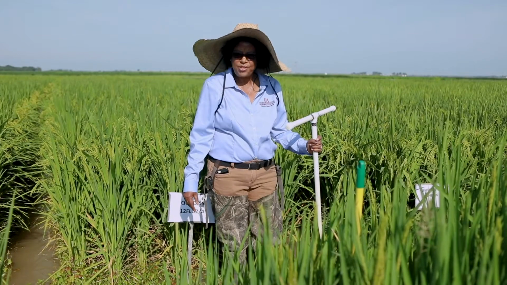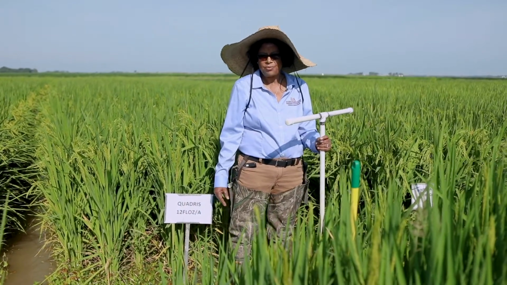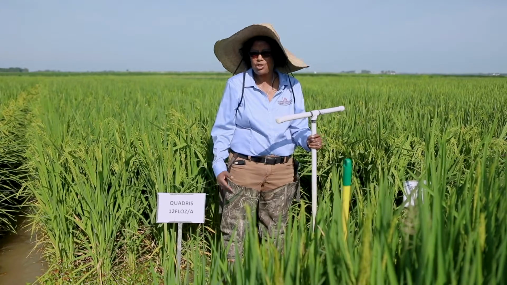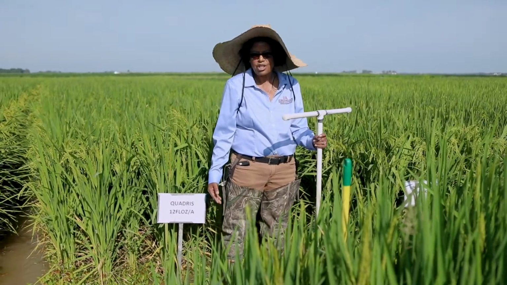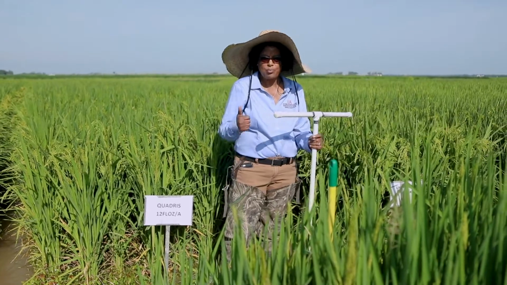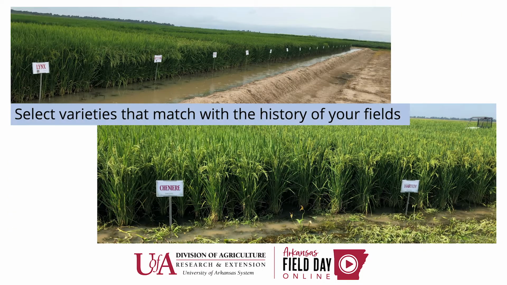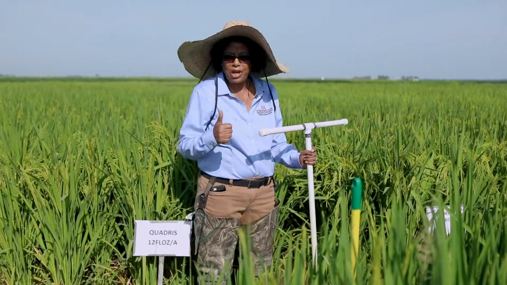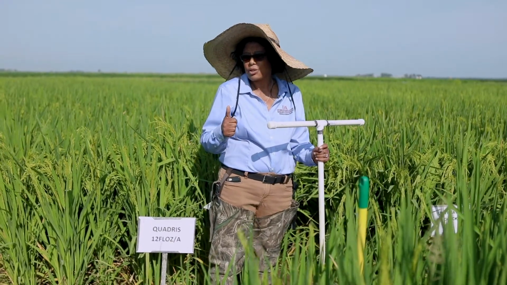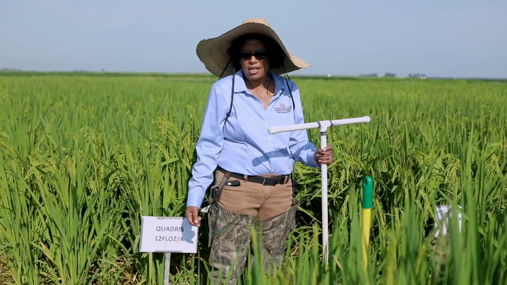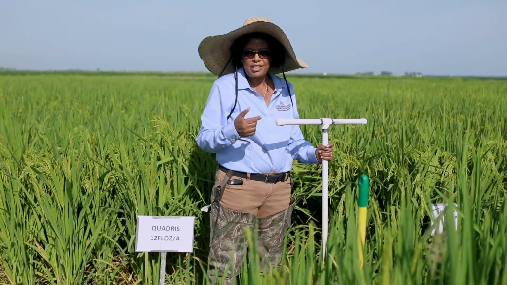So the first and the best defense for diseases is to grow healthy plants. And to grow healthy plants, number one, we have to know the reactions of our varieties. And knowing the reactions of our varieties, we could match the varieties with our fields. And matching fields with varieties is very important. And the other thing that we have to do is start with clean or good quality seeds. And if you start with good quality seeds, the seedlings will be vigorous.